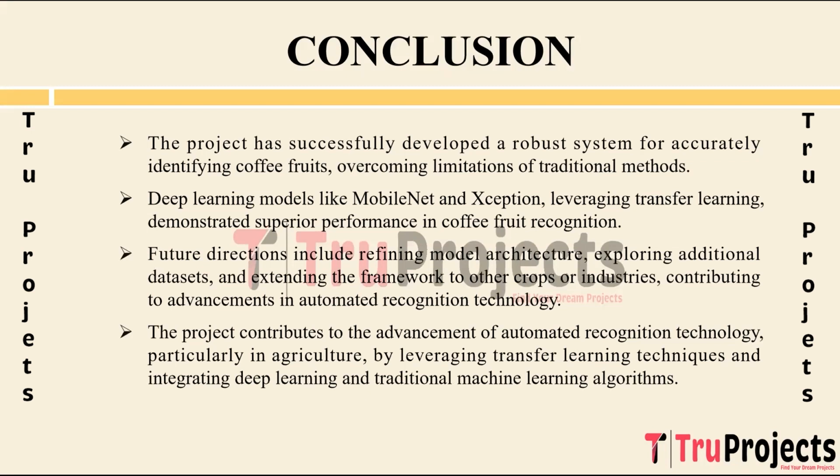By integrating transfer learning techniques and combining deep learning with traditional machine learning algorithms, the project contributes significantly to the progression of automated recognition technology, especially in agricultural domains. This approach facilitates more efficient and accurate recognition processes with implications for various industries beyond agriculture.